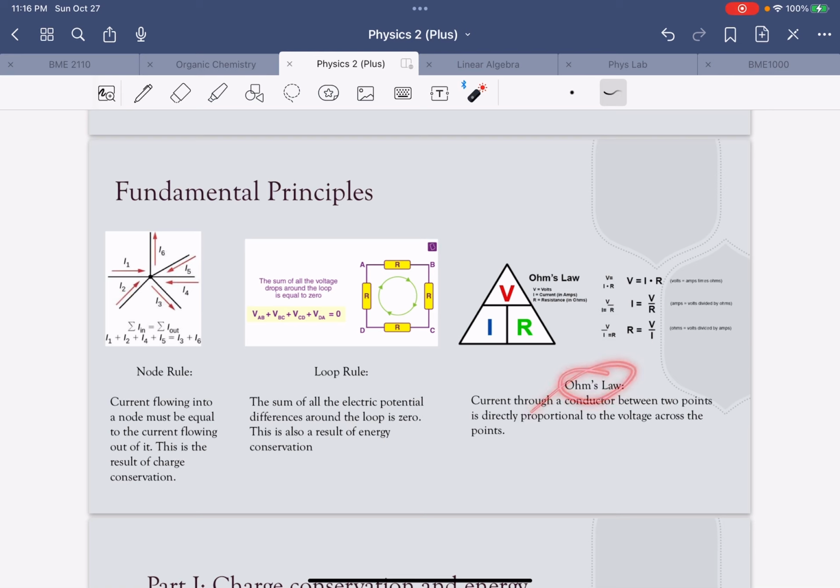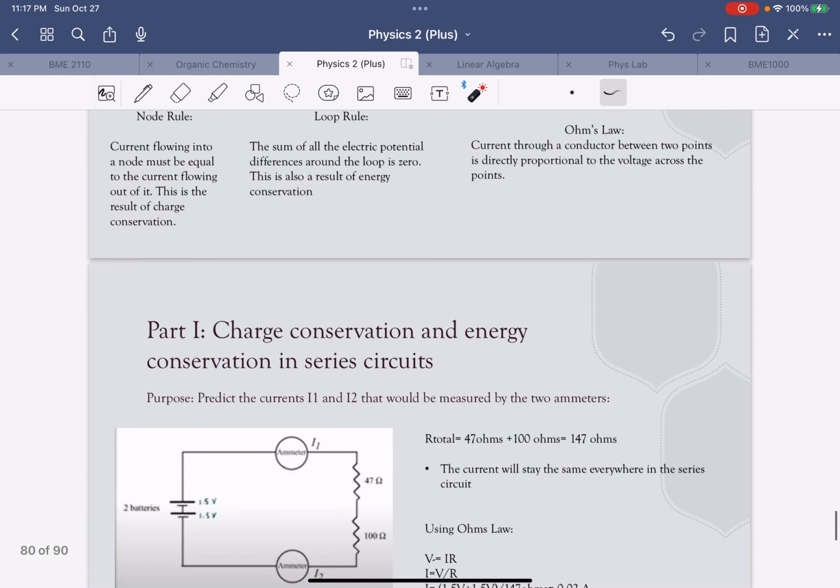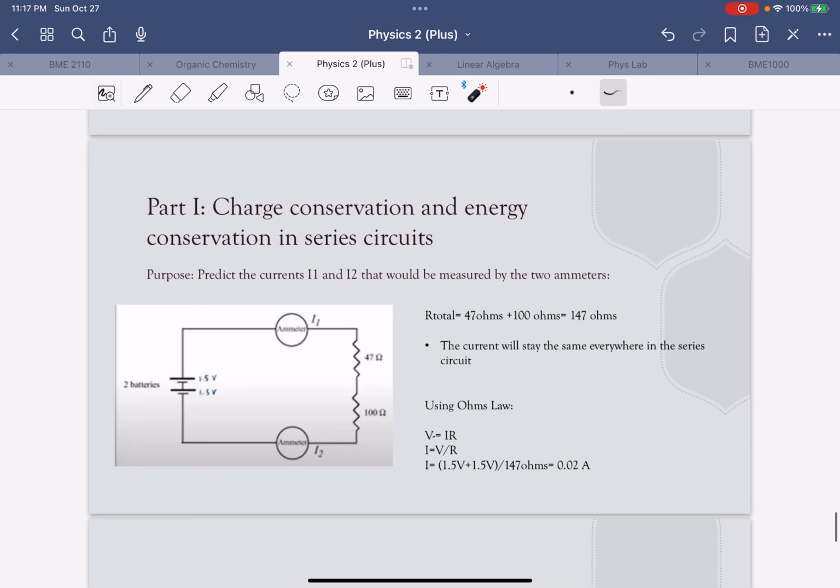And Ohm's law, we're going to use this specific formula for current: the current through a conductor between 2 points is directly proportional to the voltage across the 2 points. So in part 1, charge conservation and energy conservation in series circuits, we're going to predict that current 1 and 2 would be measured by 2 ammeters.